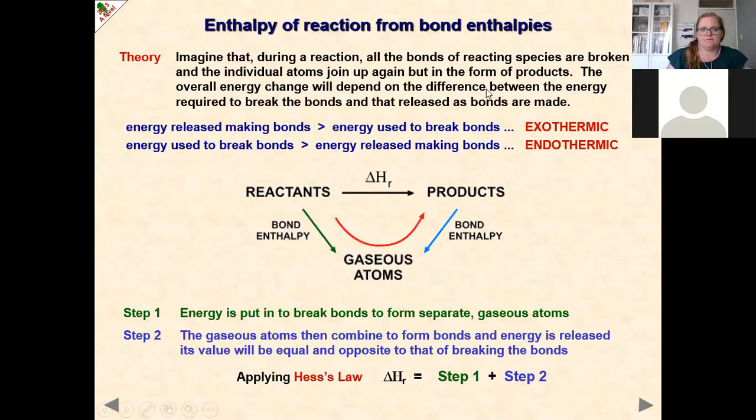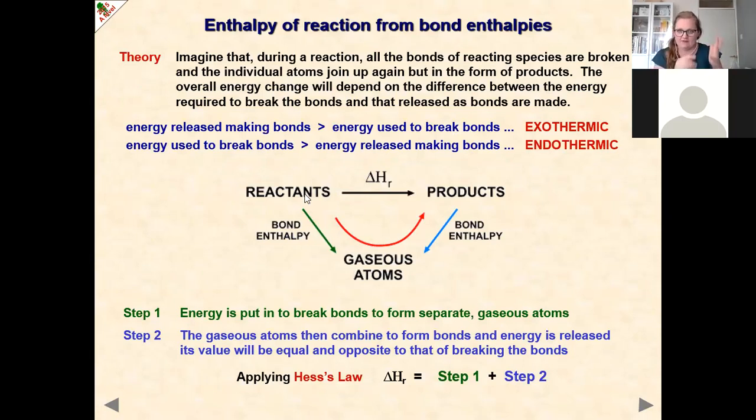Okay, so enthalpy of reaction from bond enthalpies, that's what we're going to have a look at now. We're going to imagine that during a reaction, all of the bonds of the reacting species are broken, and then the individual atoms join up again in the form of the products. So the overall energy change will depend on the difference between the energy required to break the bonds and the energy released when bonds are made. That's basically what we've just been talking about with Hess's law.